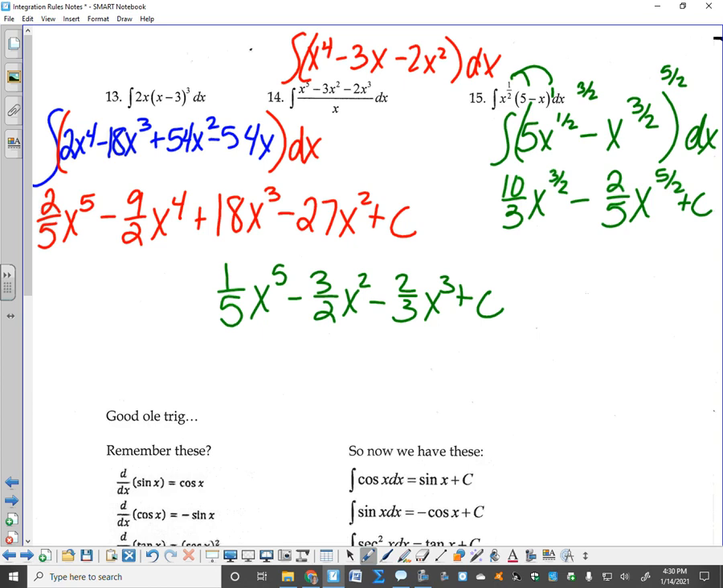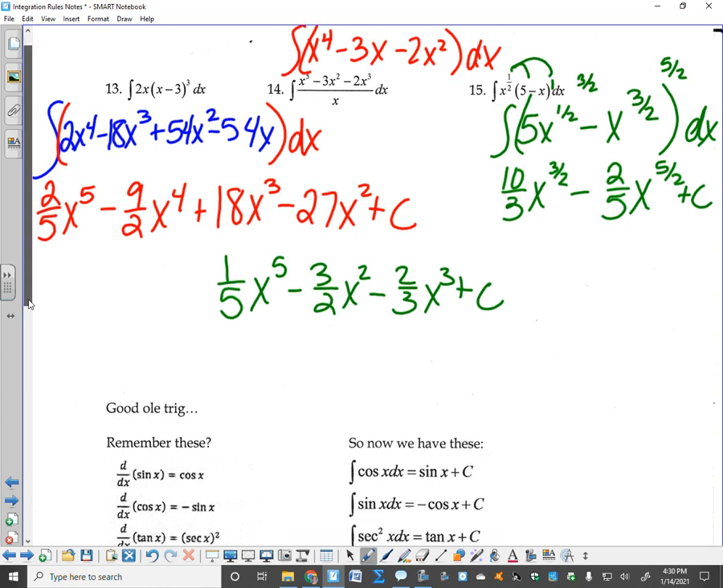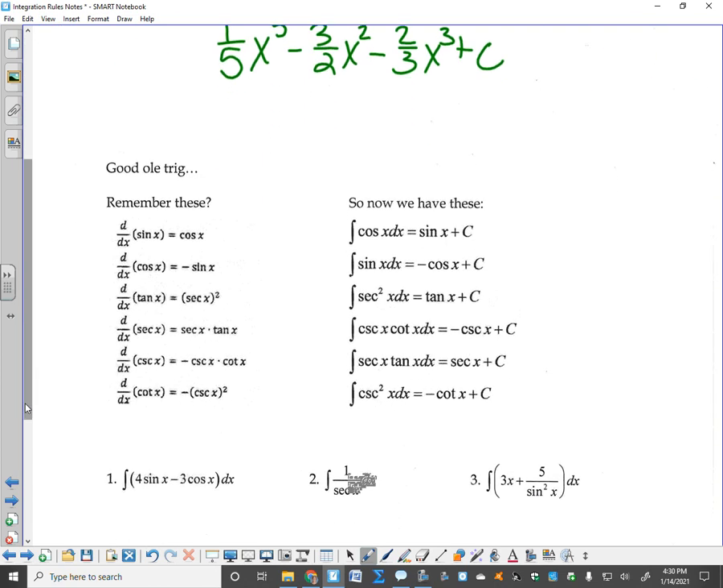All right, the trig. Remember, these are derivatives. You know these. The derivative of sine is cosine. The derivative of cosine, negative sine. The derivative of tangent, secant squared. Secant is secant times tangent. Remember, it wanted itself in its name. The derivative of cosecant wanted itself in its name. Starts with a c, that's why we have the negative. Cosecant cotangent. And cotangent is a negative cosecant squared.